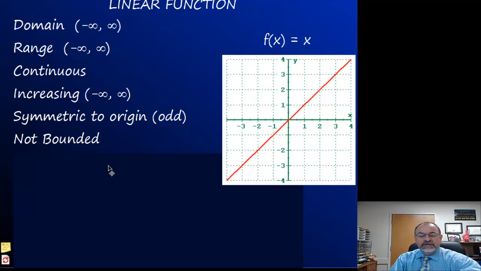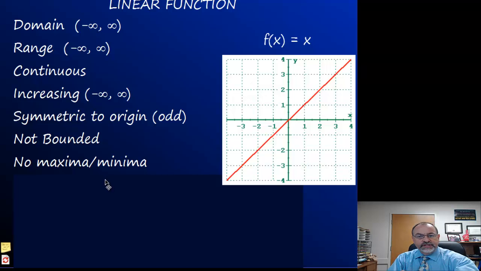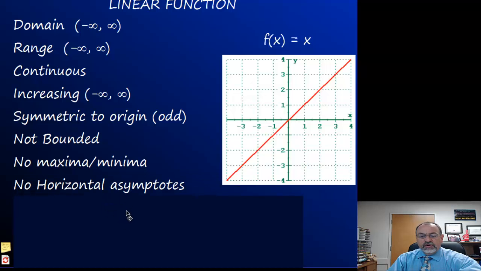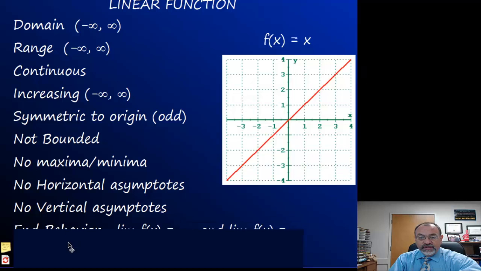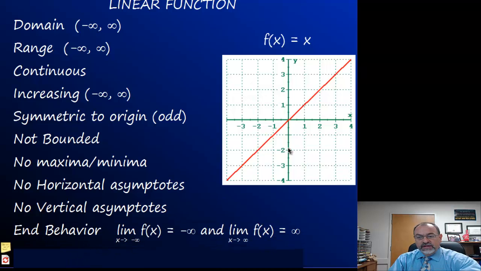It is not bounded. It goes up forever and down forever. Because it never turns around, goes from increasing to decreasing or decreasing to increasing, there is no max, there is no minimum. There are no asymptotes for this function. There are no y values that aren't used. There are no vertical asymptotes. There is no restriction in the domain. And then the end behavior, the limit as you go towards negative infinity, as you go this way, the y values go to negative infinity. And the limit as you go to positive infinity, the y values are approaching positive infinity. So this is the analyzed linear function, and these are some of the characteristics of this function.